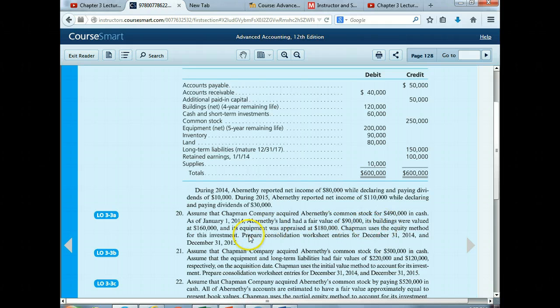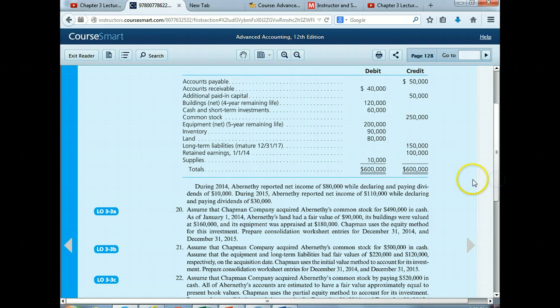Chapman uses the equity method for this investment. Prepare consolidation worksheet entries for December 31st, 2014 and December 31st, 2015. So guys, I wouldn't make a problem this difficult, but this is what I want you to know. The problem is not going to be on goodwill. You'll have multiple choice about that. The problem is on this, okay?